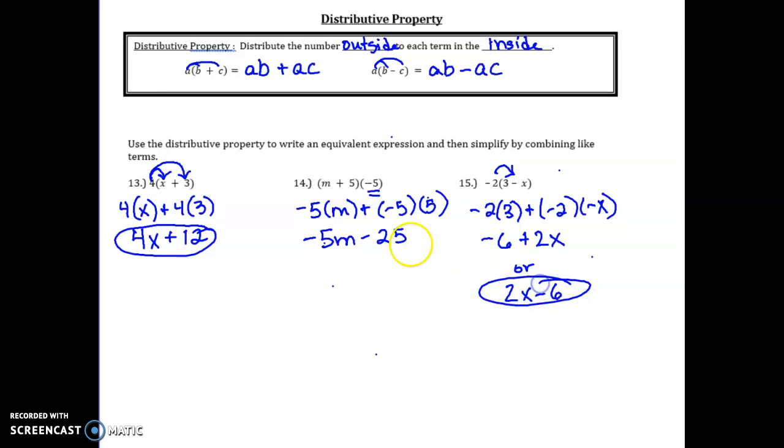We typically want our constant to be the last term. After a while, I'm going to start skipping this middle step here, and we'll just take negative 2 times 3 is negative 6, negative 2 times negative x is positive 2x.